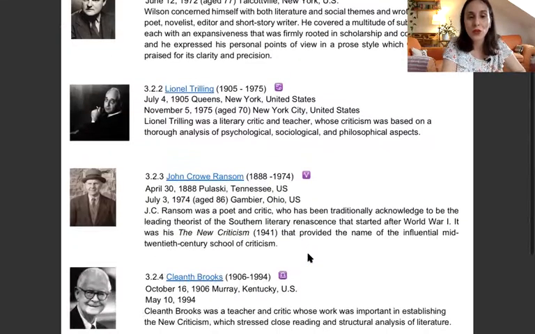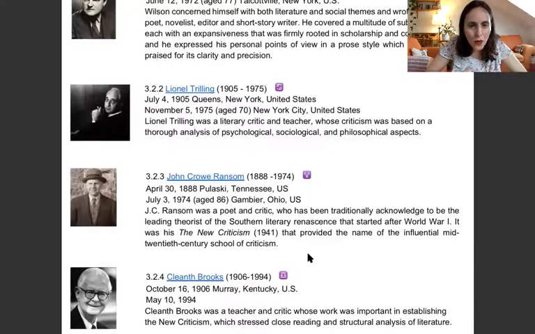Then we have John Crowe Ransom. He is Irish, and you could see that he lived till 86 years old. Ransom was a poet and critic who has been traditionally acknowledged to be the leading theorist of the Southern literary Renaissance. I think I misspelled that. Renaissance that started after World War I.